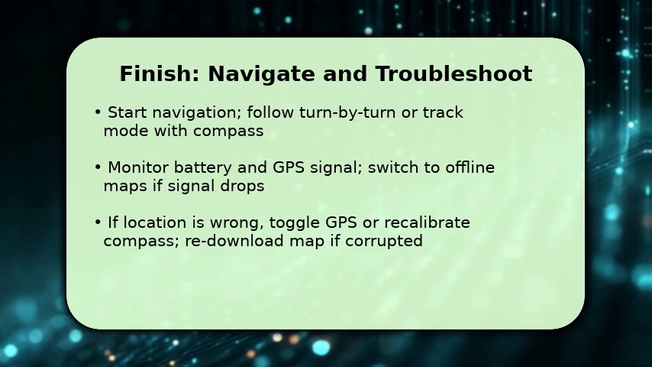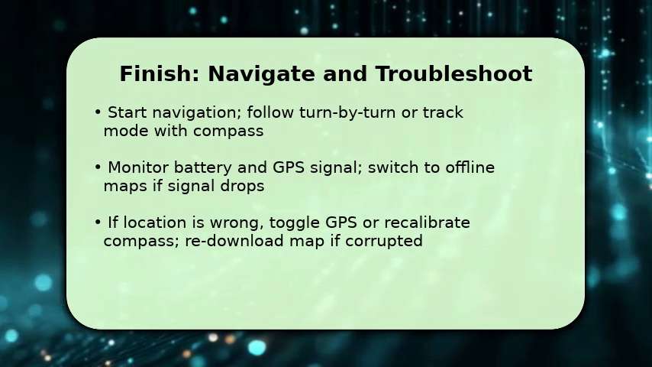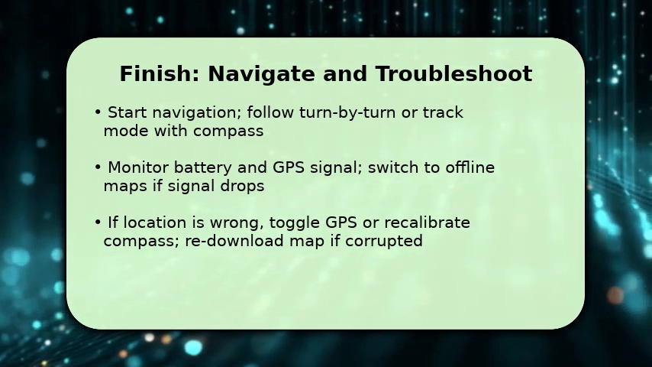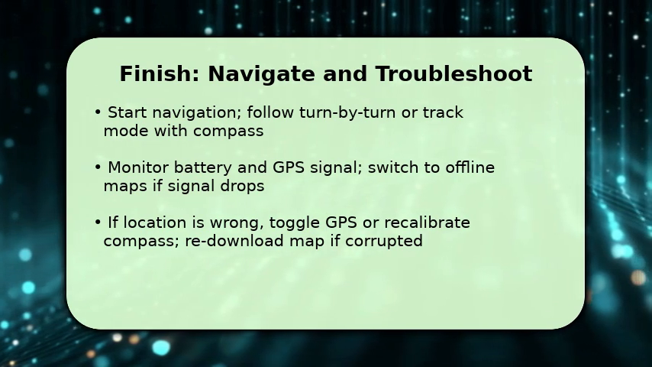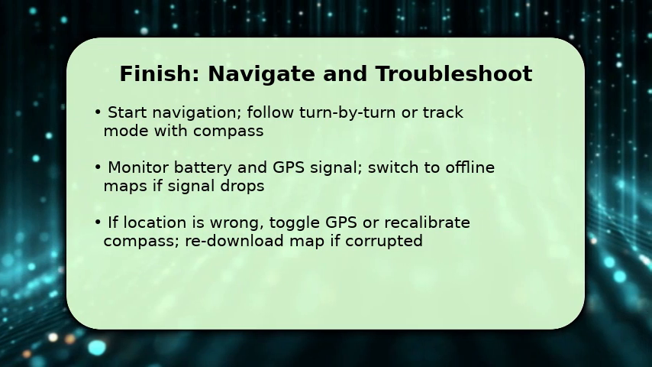Keep an eye on battery and GPS strength. If signal weakens, switch to downloaded offline maps and reduce screen brightness. If your position seems wrong, toggle GPS, recalibrate the compass, or close and reopen the app. If issues persist, re-download the affected map.